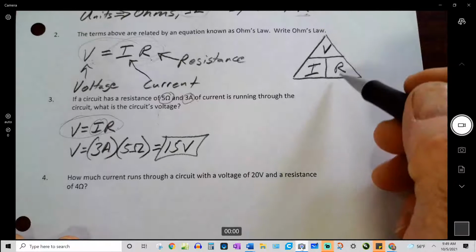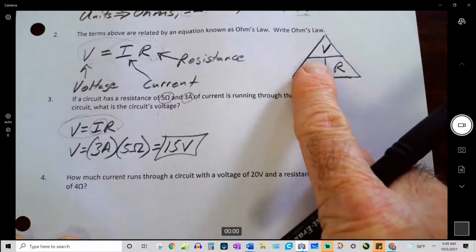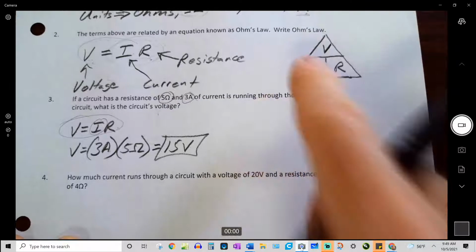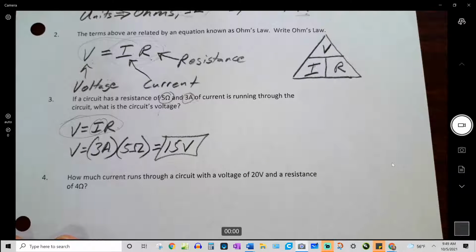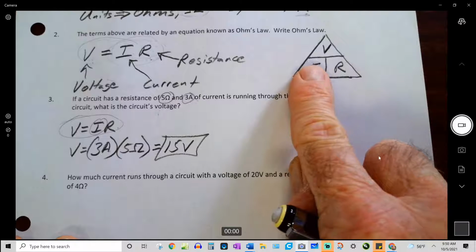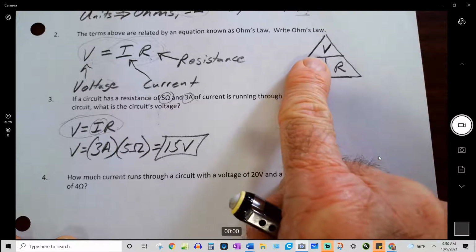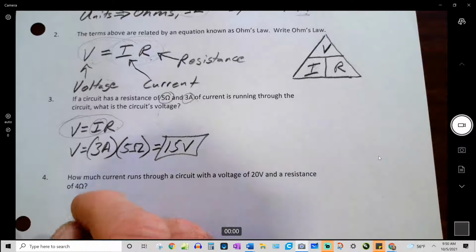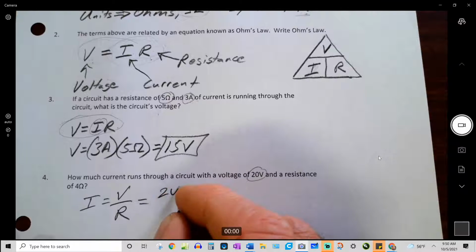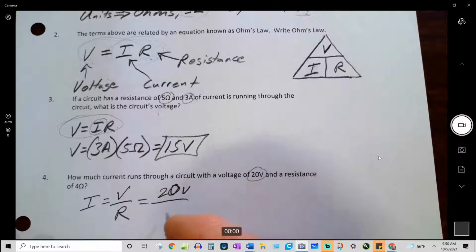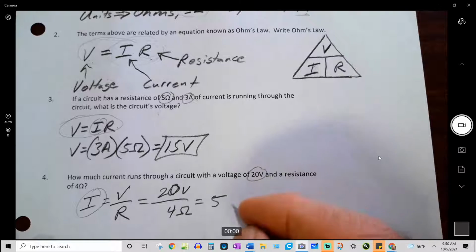So I'll use the triangle. If I'm looking for current, I cover up the I. So if I cover up the I, it's just V over R. So my formula is I equals V over R. And V is 20 volts. And R is 4 ohms. And if you do 20 divided by 4, it's 5. And the units for current are amps.